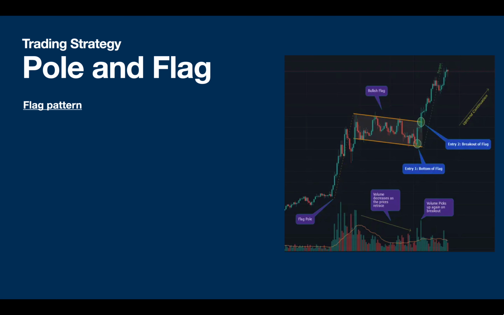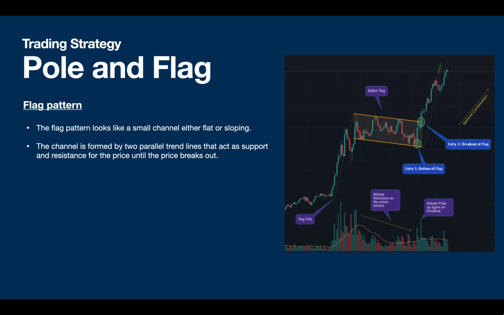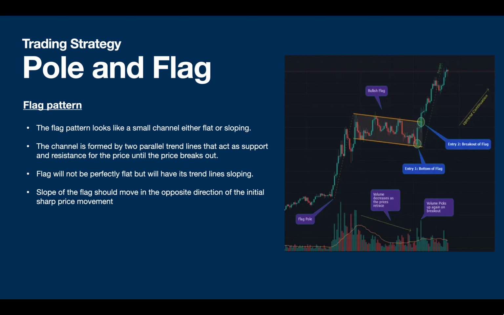Let's understand the flag pattern in more detail. The flag pattern forms what looks like a small channel, either flat or sloping. The channel is formed by two parallel trend lines that act as support and resistance for the price until the price breaks out. In general, a flag will not be perfectly flat but will have its trend lines sloping. In general, the slope of the flag should move in the opposite direction of the initial sharp price movement. So if the initial movement were up, the flag should be downward sloping.